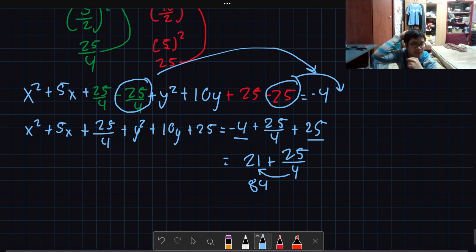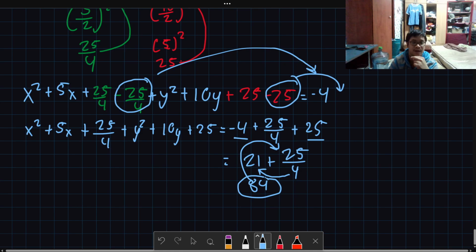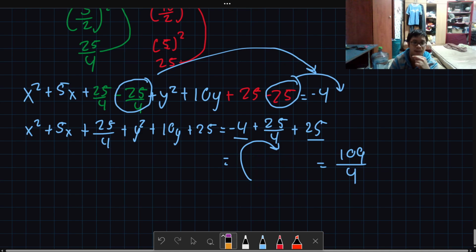After we multiply 4 by 21, in which we have 84, the product, you're going to add it to 25. So 84 plus 25 will give you 109. Then you copy the denominator, which is 4. So 21 plus 25 all over 4 is 109 all over 4. We're just going to copy this one. This is the result.